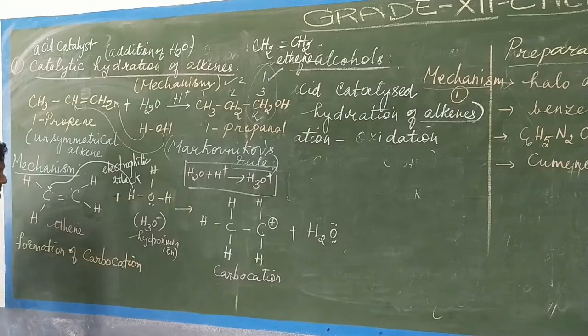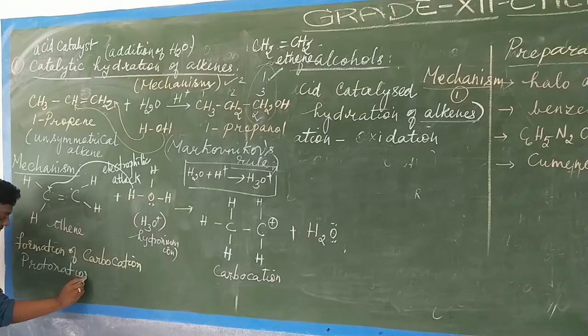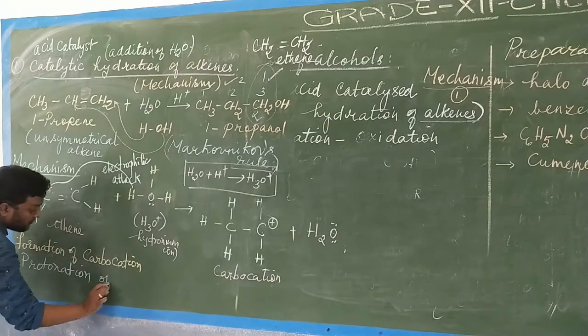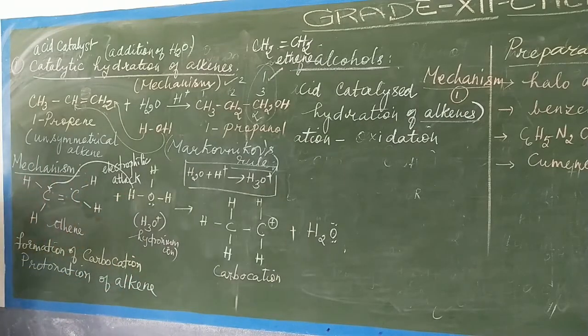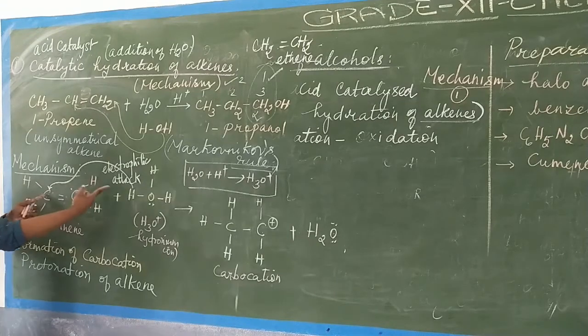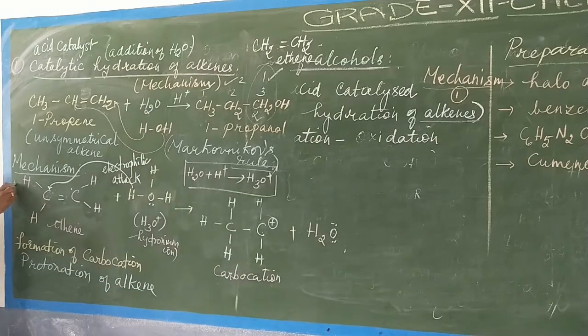How has the carbocation been formed? By protonation. Protonation of alkenes. What is protonation? Addition of hydrogen to the carbon. In the alkene, protonation has taken place, addition of hydrogen has taken place. So protonation is step 1, and the carbocation has been formed. This has happened due to the electrophilic attack.